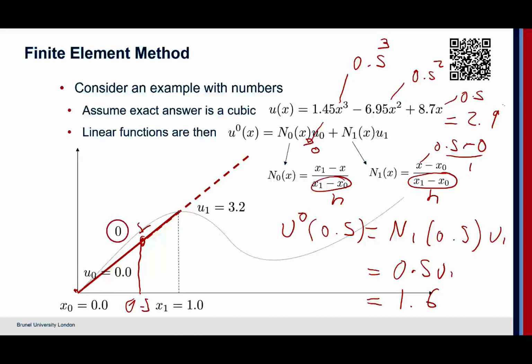Looking at that, it looks like a pretty poor approximation. We've got a value of 1.6 from our straight line, and the cubic function, the correct answer if you like, is 2.9. So a couple of things to take away from this. Firstly, when you have quite a complex function, generally you'll need more and more lines to approximate it correctly, and only in the limiting case will you get exactly the right answer.